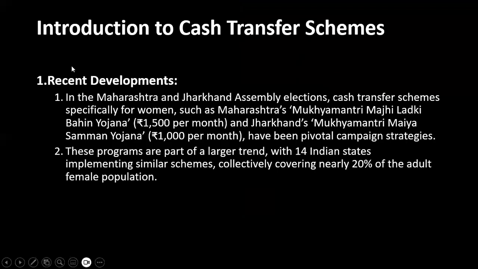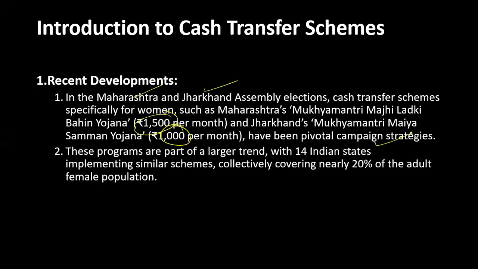Now, what is this thing, or why is it in the news? So the recent developments that we have to understand are the Maharashtra and Jharkhand assembly elections, with cash transfer schemes, especially for women. In Maharashtra, we have the Mukhyamantri Maji Ladki Bahan Yojana, right? According to this, Maharashtra is going to pay 1500 per month to women. Similarly, in Jharkhand, you have the Mukhyamantri Mai Samman Yojana, and here we are paying 1000 rupees per month.